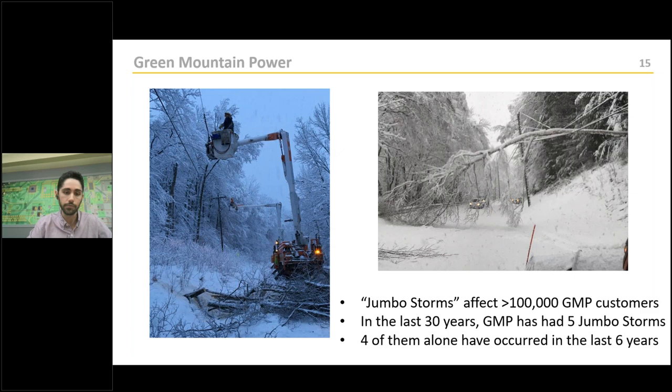These are two snapshots from them. Thankfully, I'm not the one in the bucket truck. I was safely in our office answering phone calls from customers who were annoyed of being out for 3, 4, or 5 days. That was in November of 2018. And so we know that these aren't going to happen any less frequently.